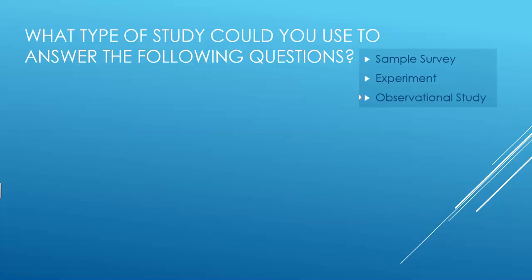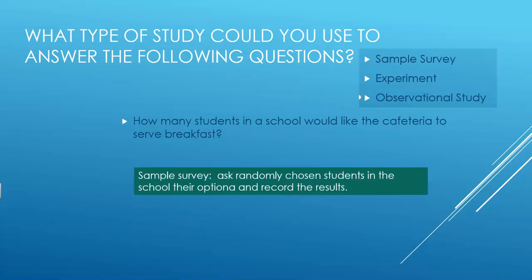Here's another situation. How many students in a school would like the cafeteria to serve breakfast? What might you do to gather data to answer that question? Seems like you're going to have to talk to somebody, right? If you want an opinion. So probably you're going to need the sample survey. Ask randomly chosen students in the school their option. Sorry, that should say option. And record the results.